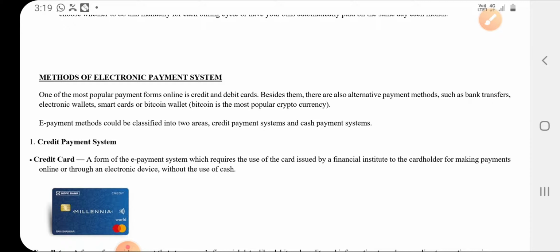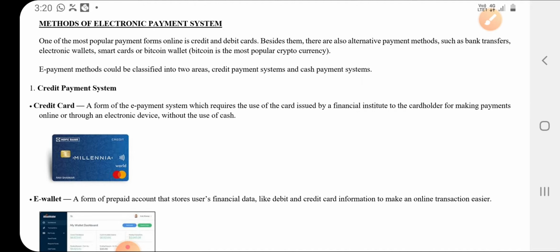So, that is credit card, a form of the e-payment system which requires the use of a card issued by the financial institute to the cardholder for making payments online and through an electronic device without the use of cash. What you will do is use the card and put it inside the electronic device. A card reader will be there, no? Swiping machines or any card reader you can see in many shops. The credit card will be inserted in that electronic device and your card will be read and your bill will be paid through that.